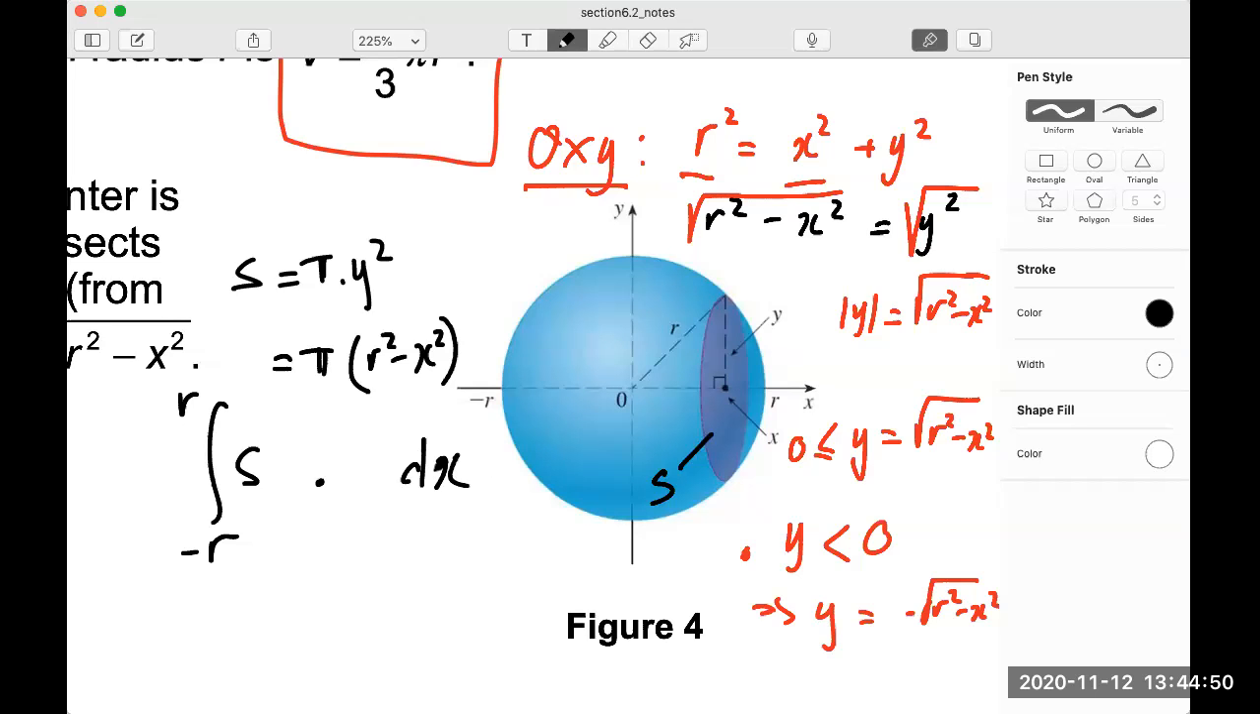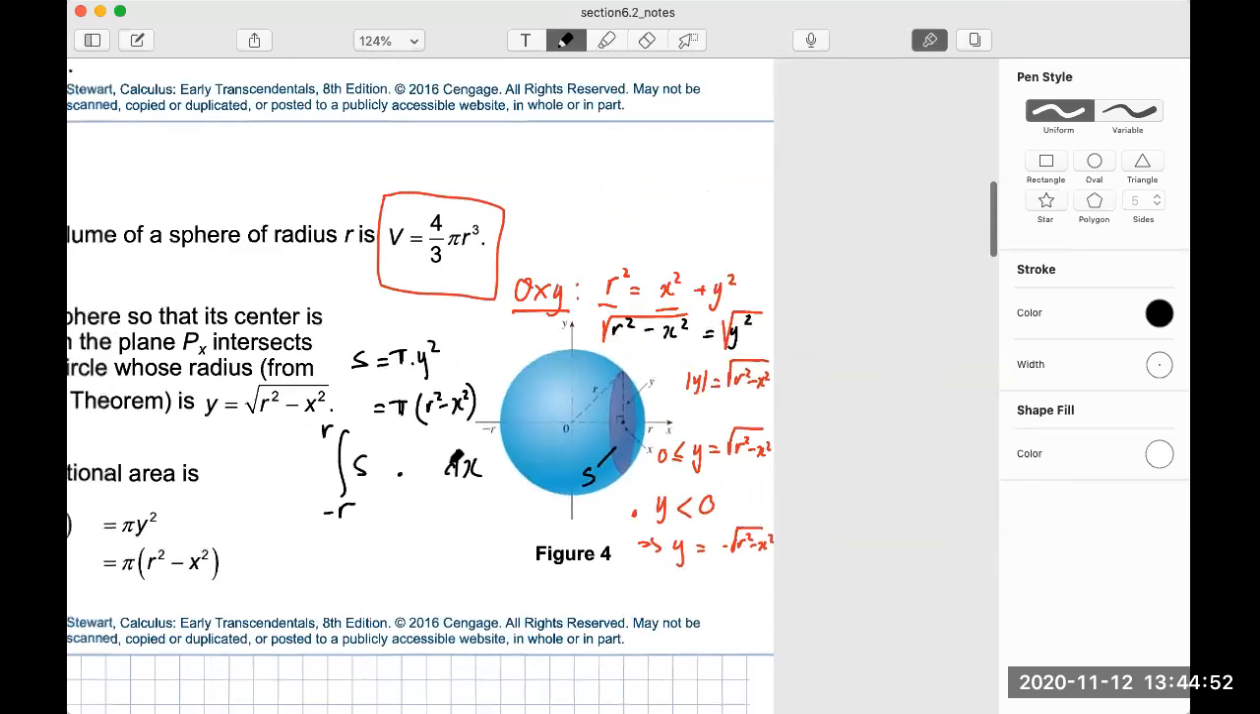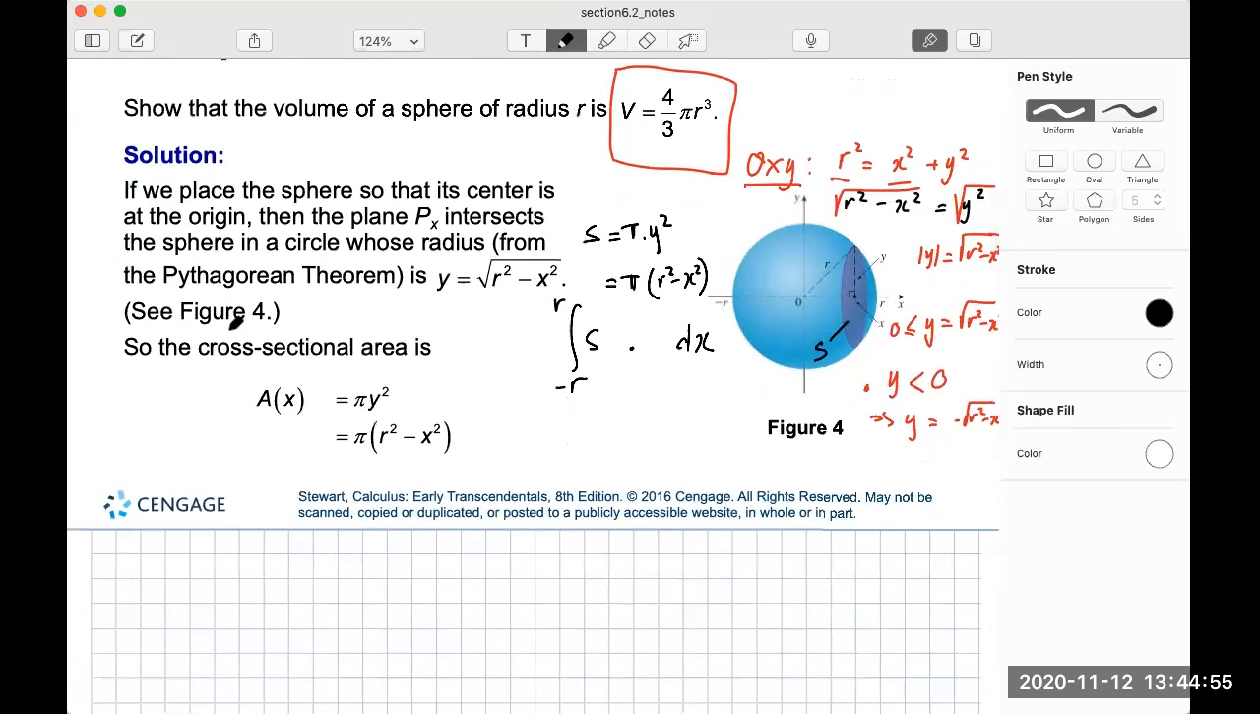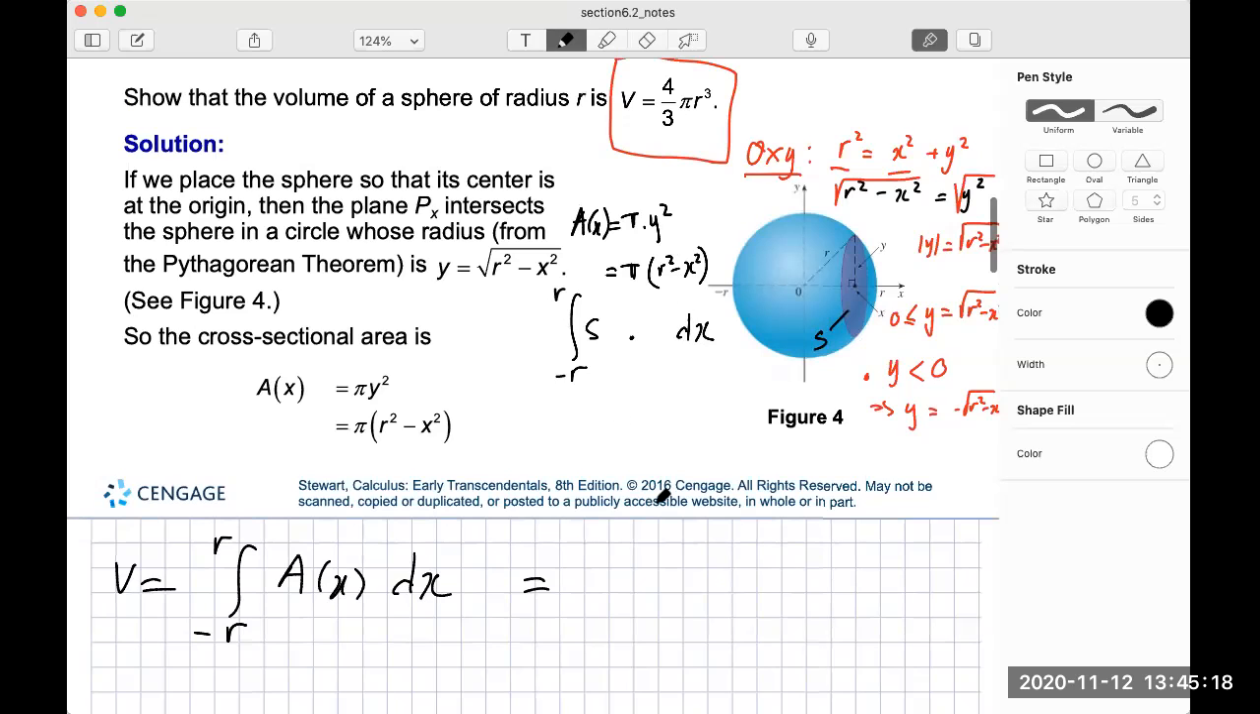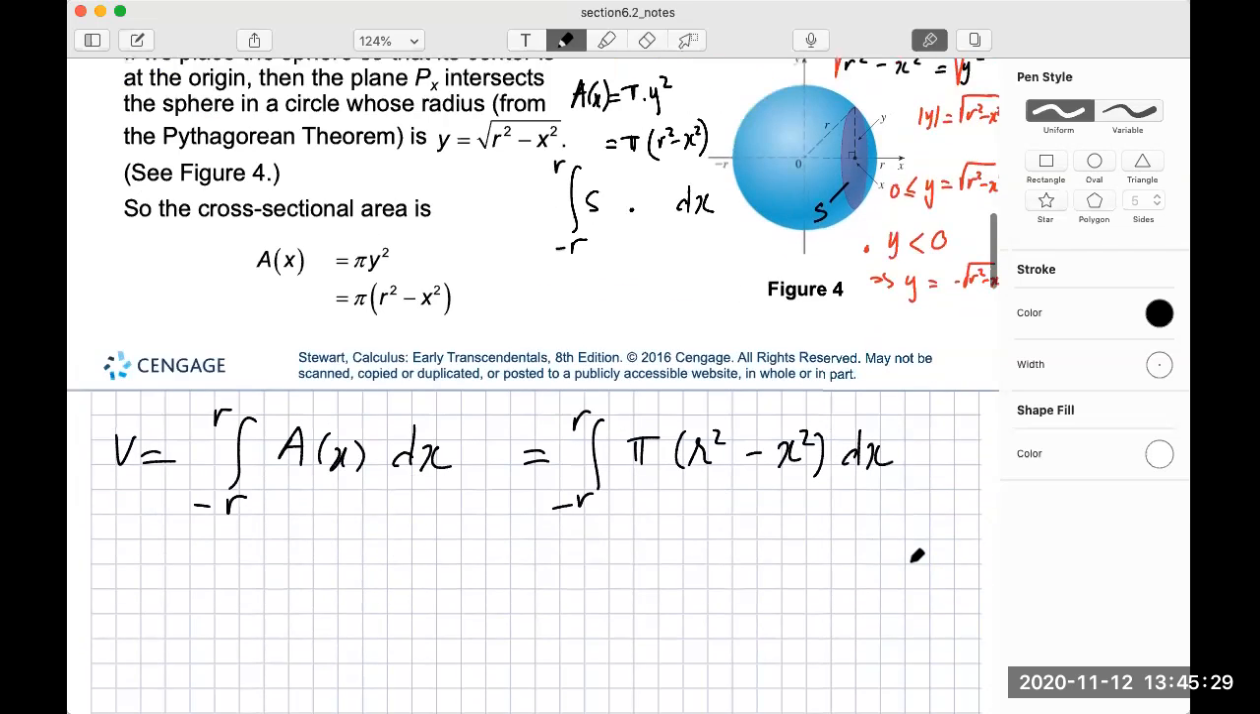Because delta x is replaced by dx here, right? So in the integral, we have that this is A(x). Let us use that A(x) here to have the same notation with this. Okay, the volume will be the integral from negative R to R of A(x) dx. And as we computed here, A(x) is pi times R squared minus X squared dx, right? Very good.